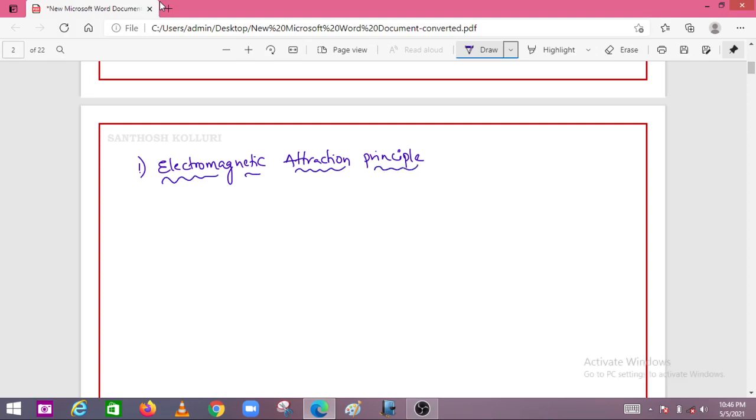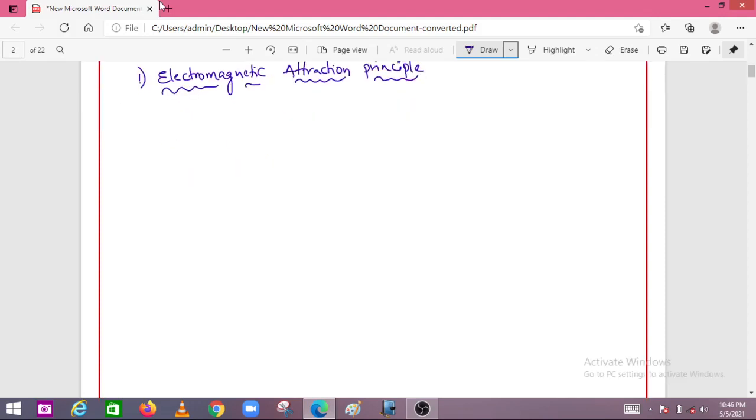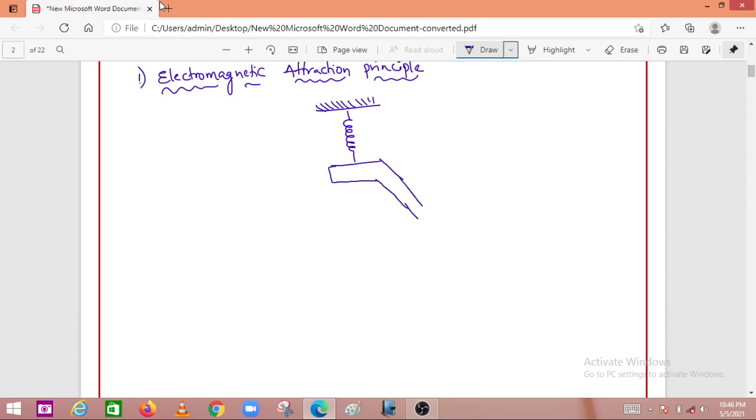Right, I will explain this principle by drawing a diagram. So here, this is a spring, a rigid fixed spring, and to this the iron pot is connected like this. This is one iron pot connected like this, and to this a plunger is connected like this.